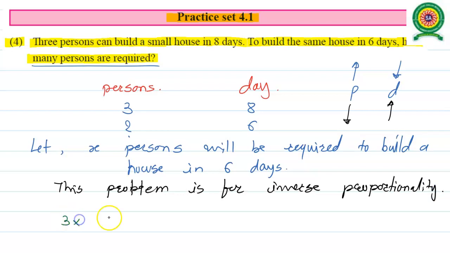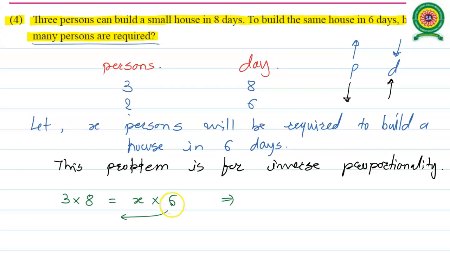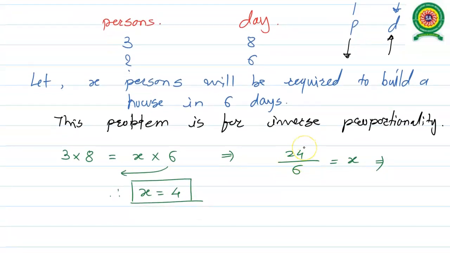Like that, 3 persons are required to build a house in 8 days, so 3 into 8 equals x persons required to build the same house in 6 days. Now to evaluate the value of x, shift 6 from LHS to RHS. 6 is a multiplier; after shifting, it becomes a divisor. 8 threes are 24. So 24 divided by 6 is equal to x. Therefore x is equal to 6 fours are 24. Sorry, x is equal to 4 because 6 fours are 24.